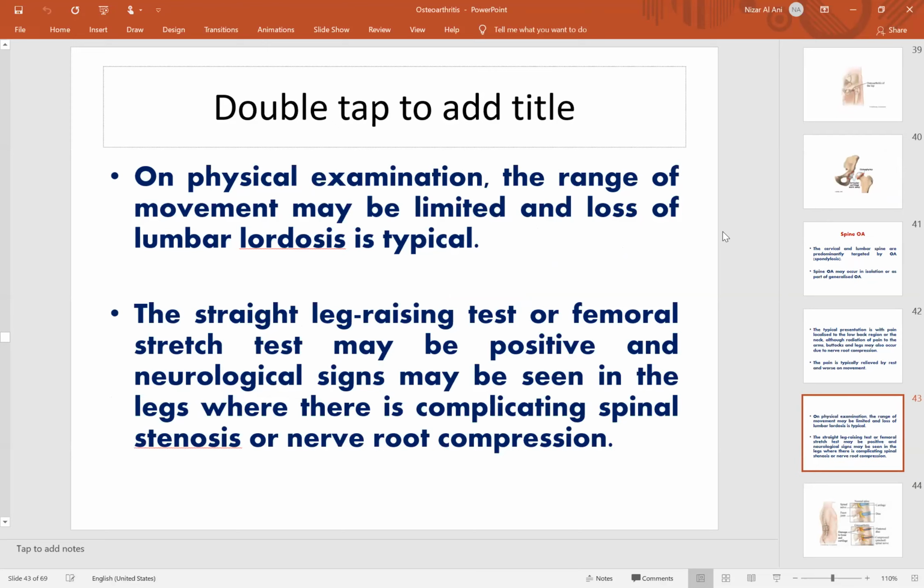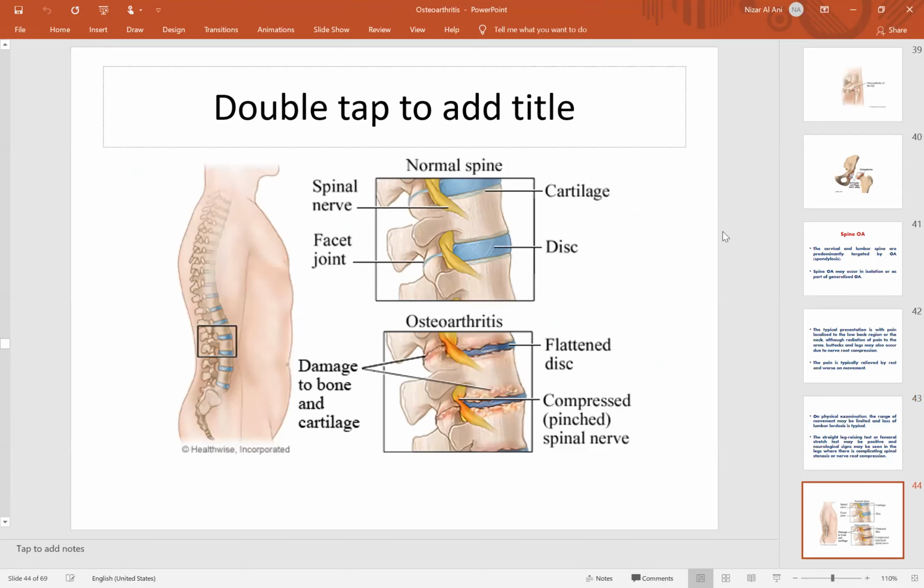On physical examination, the range of movement may be limited and loss of lumbar lordosis is typical. Straight leg raising test or femoral stretch test also may be positive. We should examine the patient for neurological deficit, which could occur due to spinal canal stenosis or due to nerve root compression.